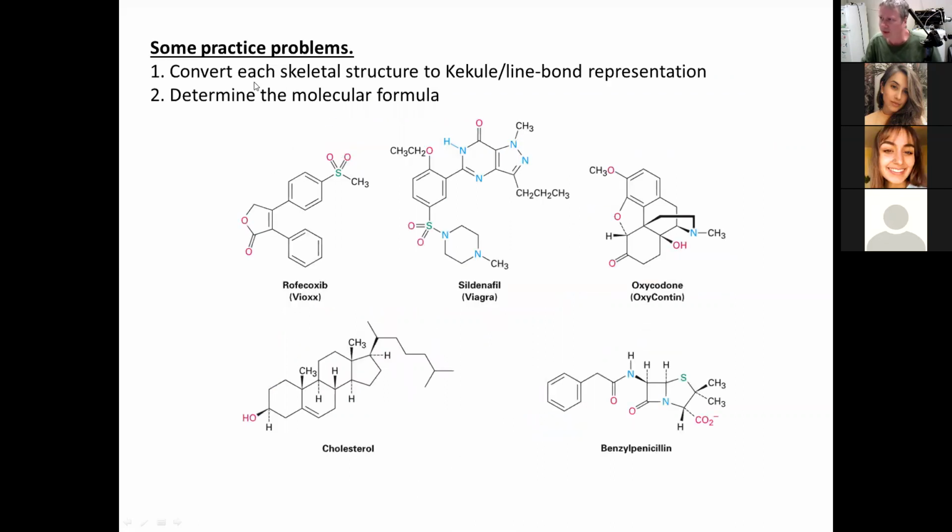These are a couple more: converting skeletal structure to Kekulé. It's a little bit of work. You have to draw all the CHs for all of these, and then you can determine the molecular formula. So this is Vioxx, a painkiller. Viagra, OxyContin, cholesterol, benzylpenicillin. This is really good practice. If you cannot do this at all, you're probably behind in the course. So give this a shot, and if you're stuck on these, come to office hours, right? Okay.